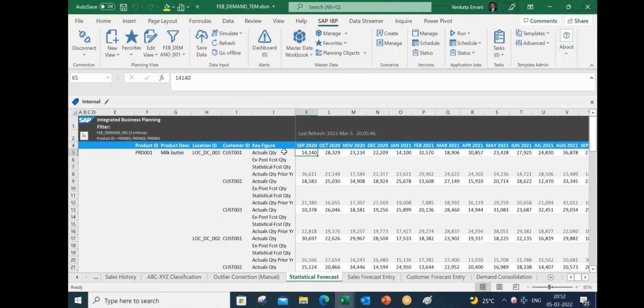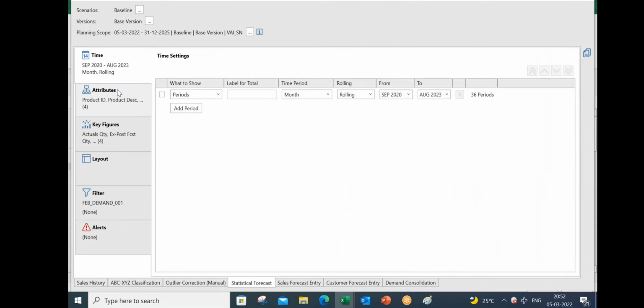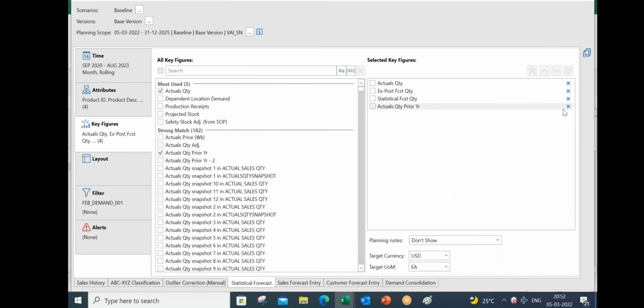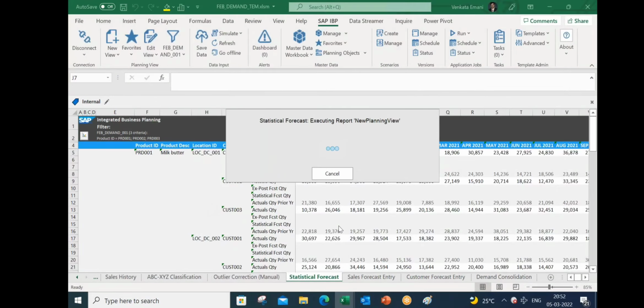So I have my actual quantity, exposed forecast, statistical forecast. I'll remove exposed forecast and keep only statistical forecast. I'll also remove this key figure, and this key figure. Okay, so I have a better view now.